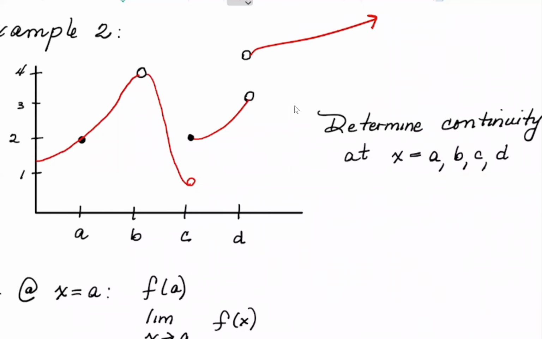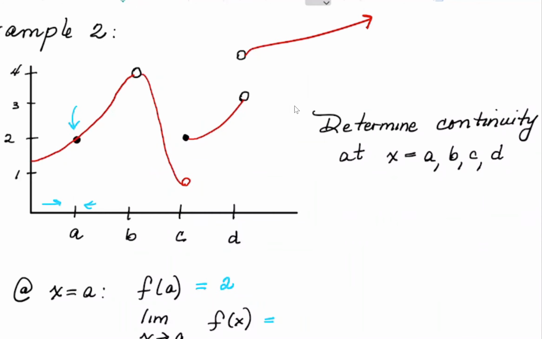Example 2. We want to examine this function and determine continuity at x equal a, b, c, and d. So at x equals a, what is f of a? Well, f of a is indeed 2. And the limit as x approaches a from the left and from the right is going to this height 2. So therefore, we can say yes, f of x is continuous at x equal a.